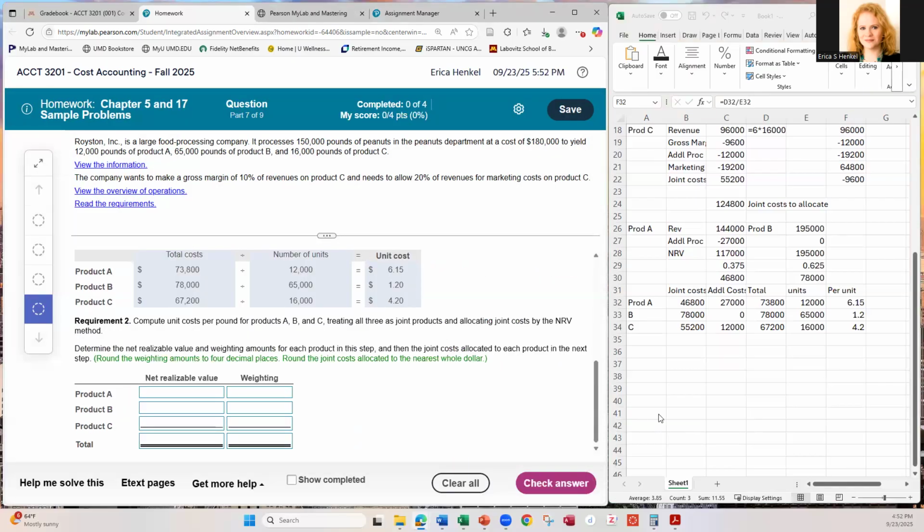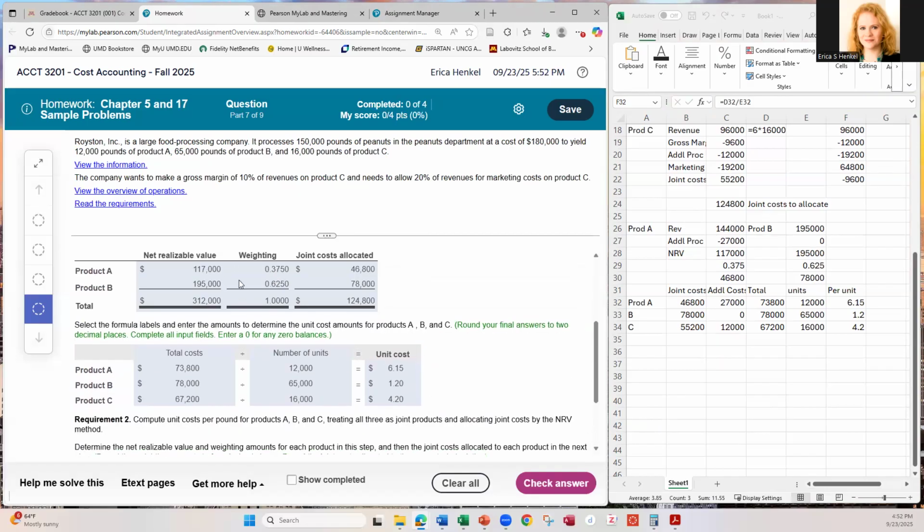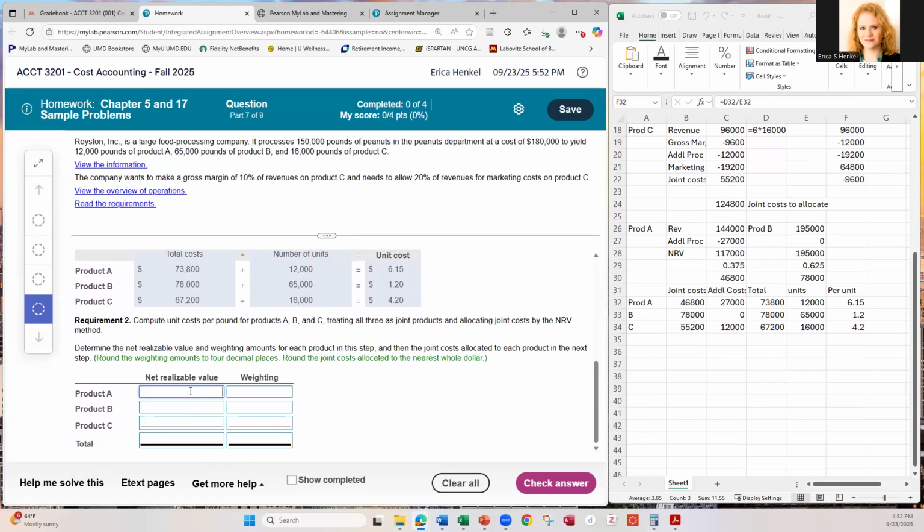All right, now for the next part, let's see, compute unit costs per pound for products A, B, and C, treating all three as joint products and allocating joint costs by the net realizable value method. Okay, so we have already calculated the net realizable value up above for these two, so we can actually copy those dollar amounts down.